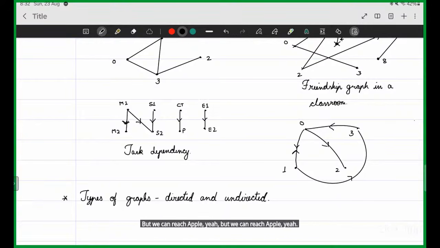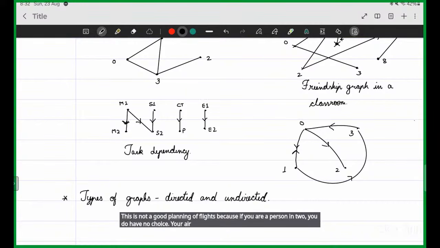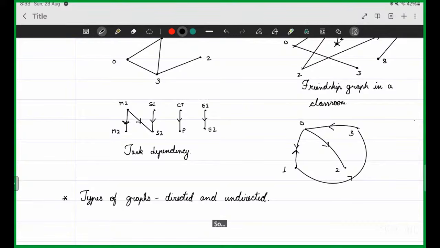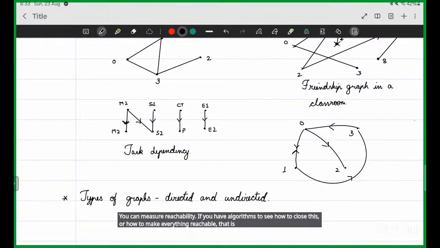Yes, it is reachable. So this is not a good planning of flights, because if you are a person in 2, you have no choice. Your airport is basically useless. So you can measure reachability, and if you have algorithms to see how to close this or how to make everything reachable, that is another graph theory problem.